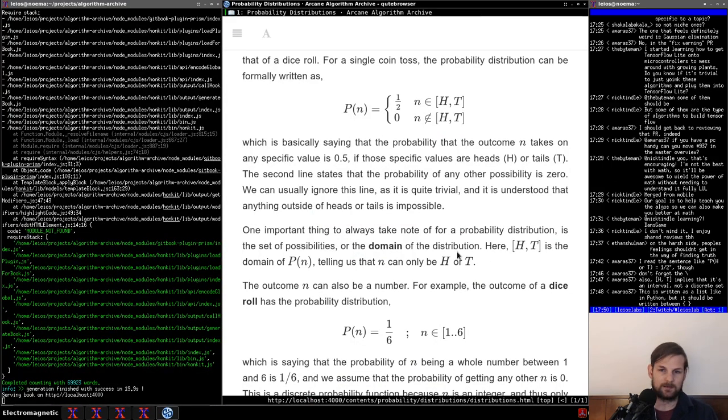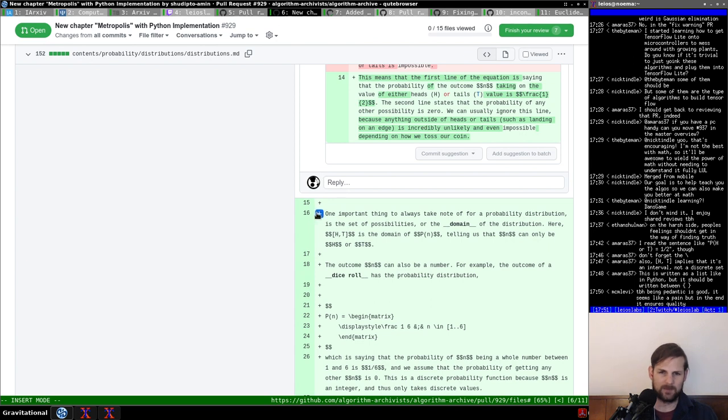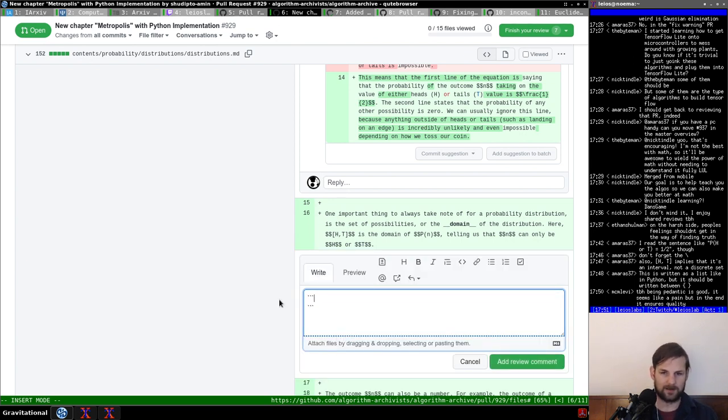One important thing to always take note of for a probability distribution is the set of possibilities or the domain of the distribution. Here, HT is the domain of Pn, telling us that n can only be h or t. I think that's fine, but the first sentence is bugging me a bit. I don't know why. Again, these are suggestions. They don't have to take them.